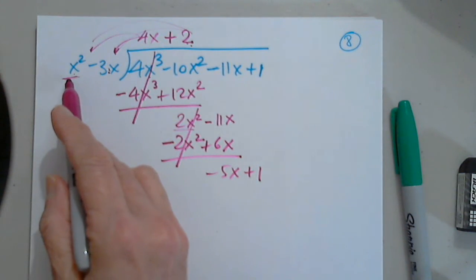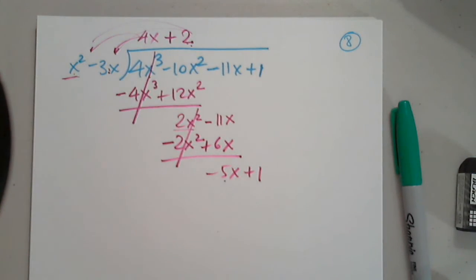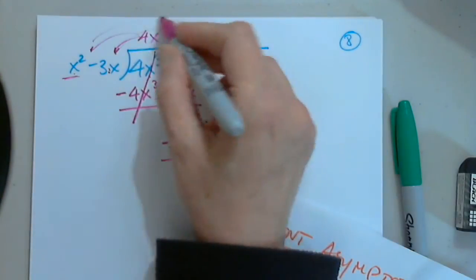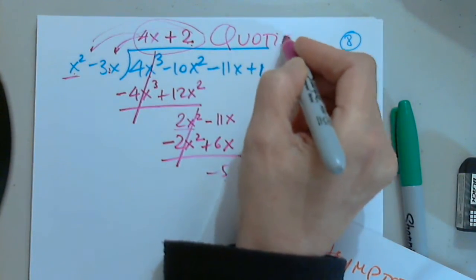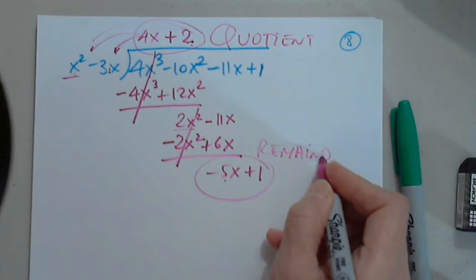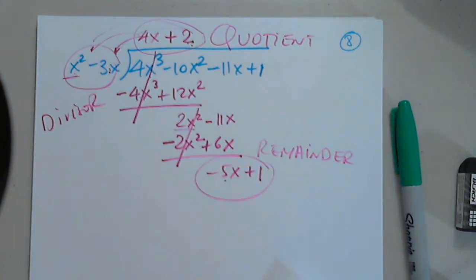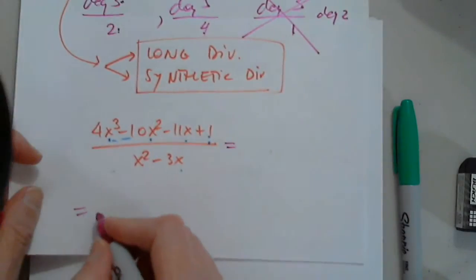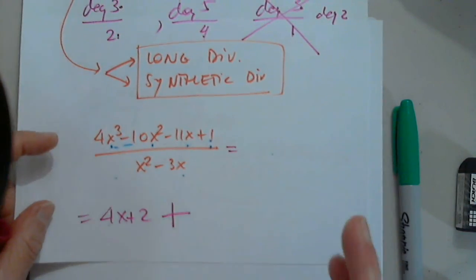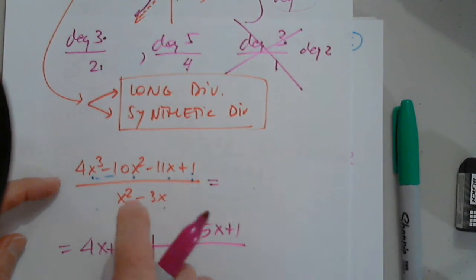I cannot continue. I cannot ask myself x squared times what is negative 5x. So this original division now has this as quotient and has this as remainder and this as a divisor. So how do I write it? I have to write the quotient, 4x plus 2, plus, this is required, or minus, negative 5x plus 1 at the top, over the divisor.